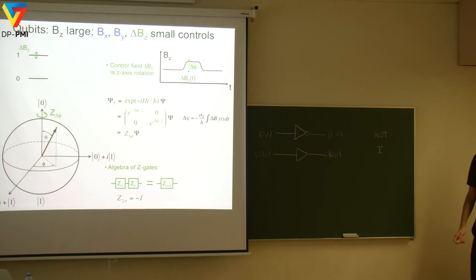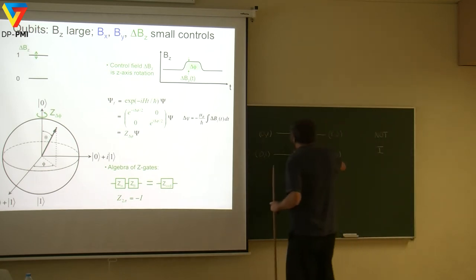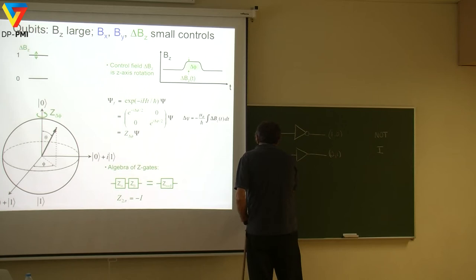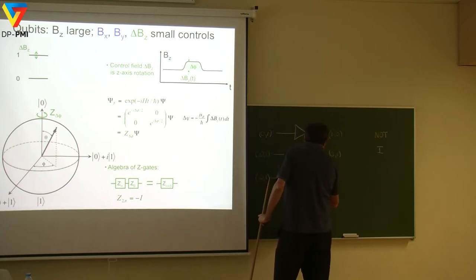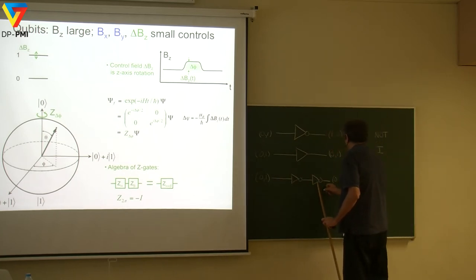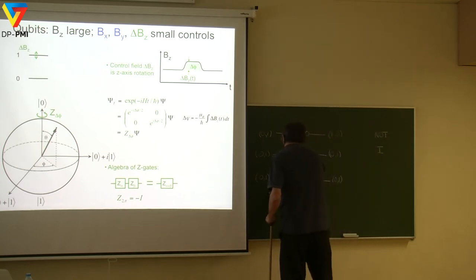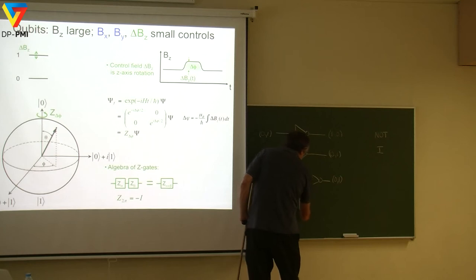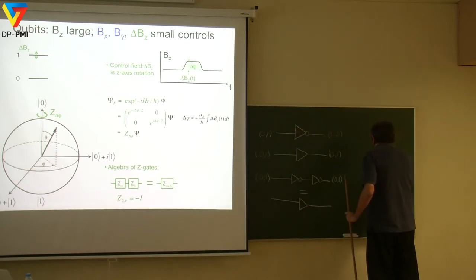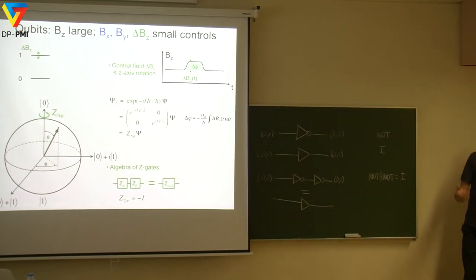Now, there are nice relationships in classical circuit theory about how you put together gates. When you're just talking about a single bit gate, the only interesting thing you can do is have two NOT gates. So a 0 goes to 1 and 1 goes to 0, and a 1 goes to 0 and 0 goes to 1. You see that this is equal to a buffer gate. So we have a relationship: NOT times NOT is equal to identity. This is kind of the algebra of single bit logic.